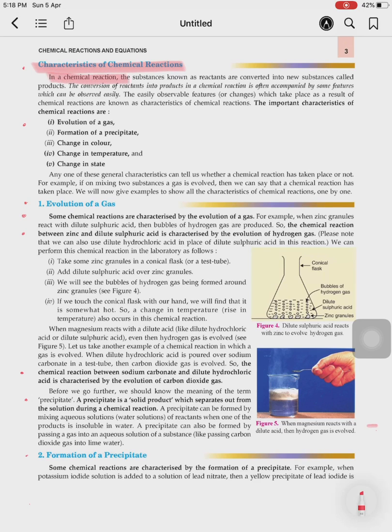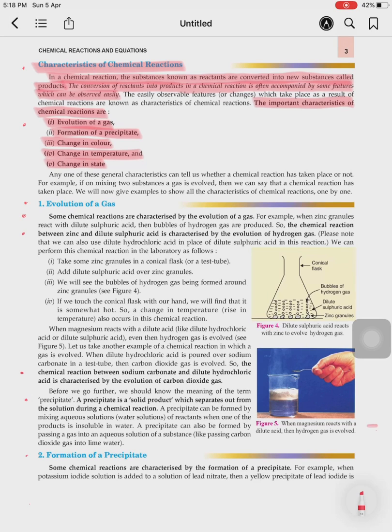In a chemical reaction, the substances known as reactants are converted into new substances called products. The conversion of reactants into product in a chemical reaction is often accompanied by some features which can be observed easily. These important features or characteristics of chemical reactions are evolution of gas, formation of a precipitate, change in color, change in temperature, and change in state.